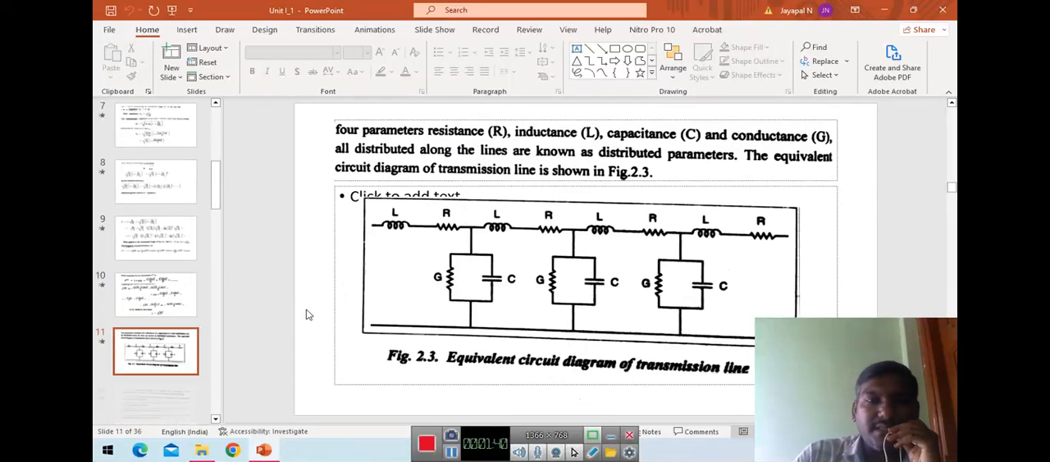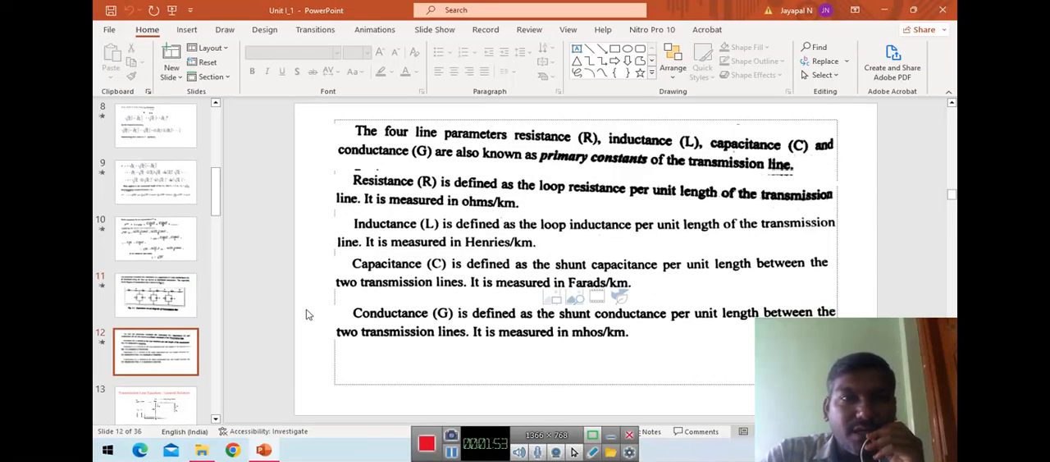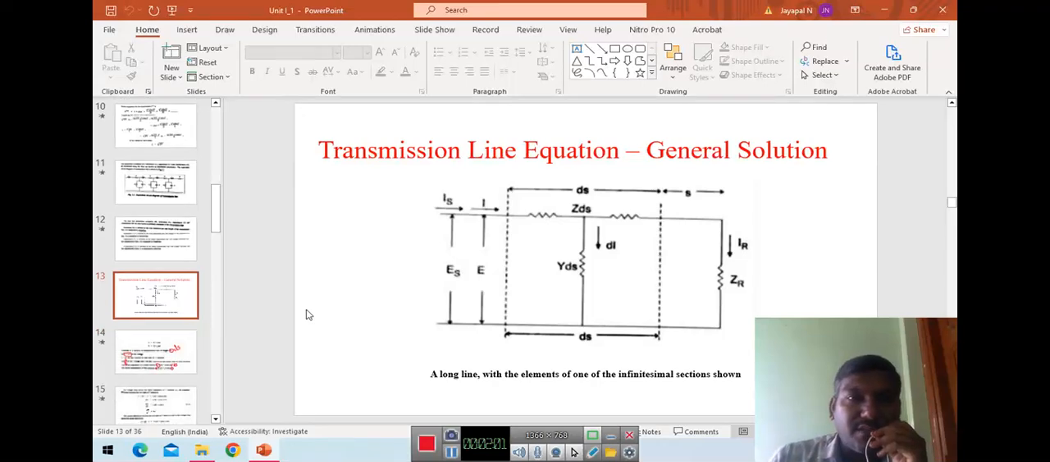So this is the general diagram of our transmission line, which consists of resistance, capacitance, inductance, and also conductance. From this diagram we can see that the four line parameters, resistance, inductance, capacitance, and conductance, are considered the primary constants, whereas characteristic impedance and propagation constant are considered the secondary constants.